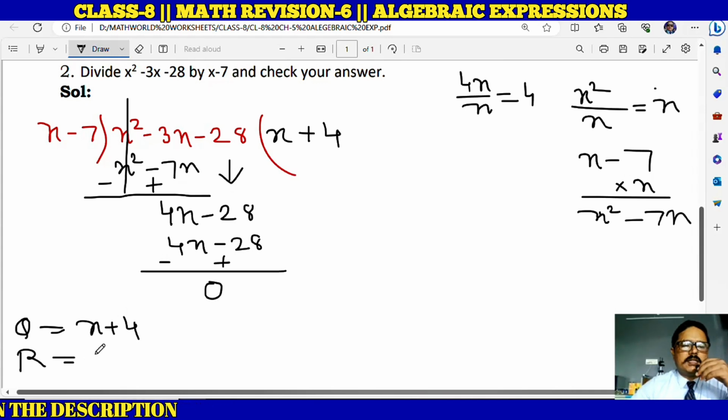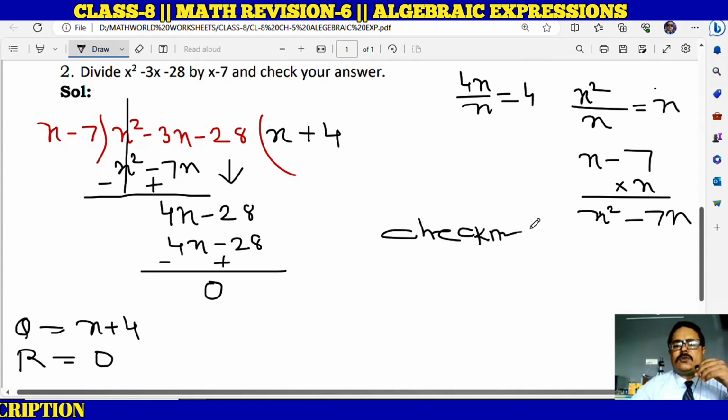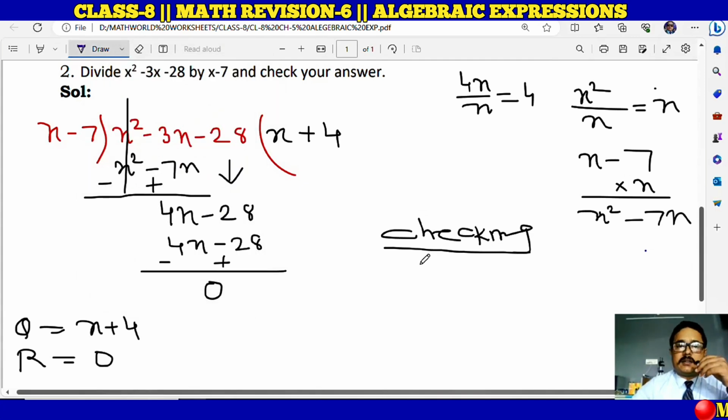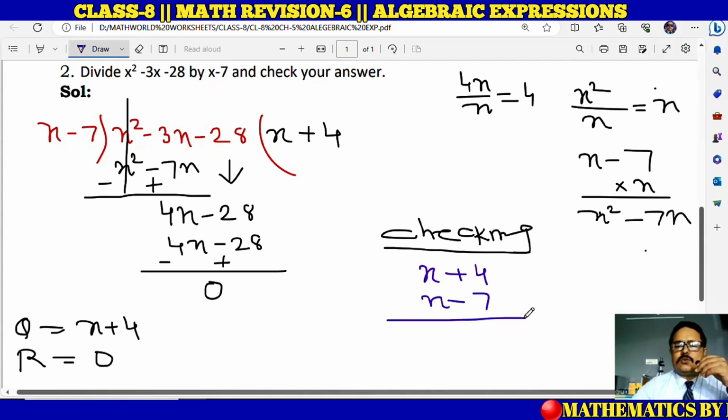But there is another part also, that is to check your answer, and in checking we know that we have to use the division algorithm, which is dividend equal to divisor into quotient plus remainder. So in this case the quotient is x plus 4 and the divisor is x minus 7. So let's multiply first and then we will add the remainder. By the way, remainder is 0 here, so whatever the answer comes, that only will be there, because if you add 0 to anything, that will remain same, no change.